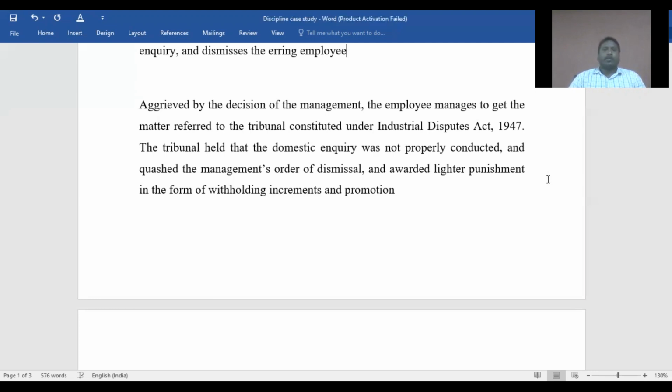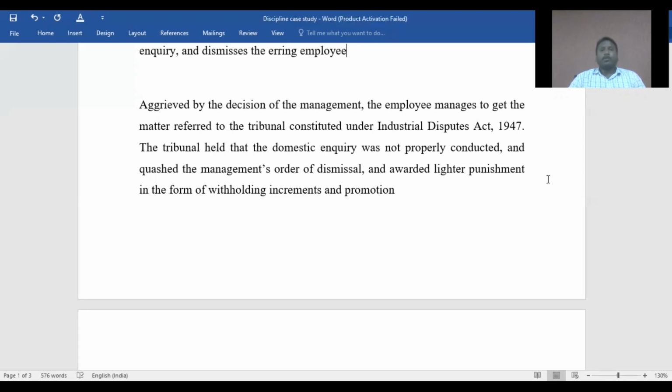So the case is about an employee who is coming late to office, though receiving warnings, not listening to the manager, and finally dismissed from the job on the grounds of misconduct proof. But the employee is not satisfied with the dismissal. So this employee goes to the tribunal court to get a fair judgment. The tribunal looks into the issue and finally decides to cancel the management's decision of dismissal, and it recommends a lighter punishment like withholding the increments and withholding the promotions.